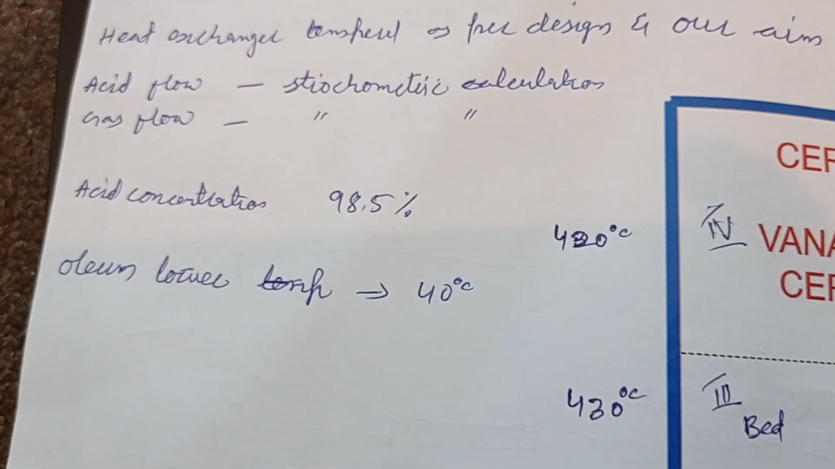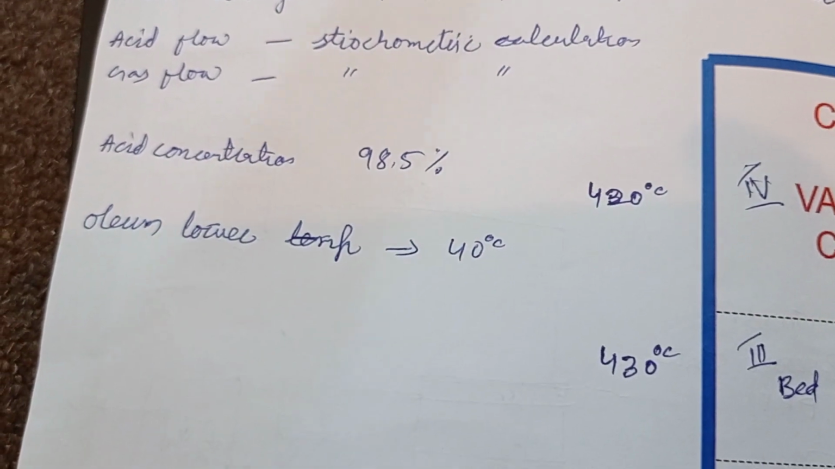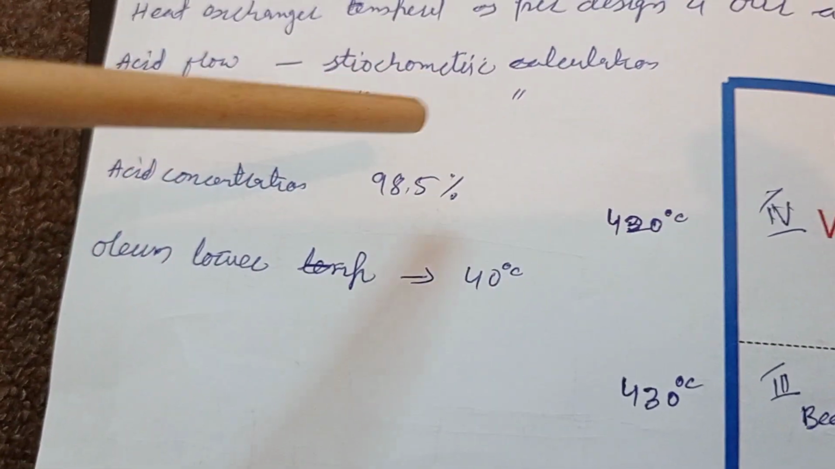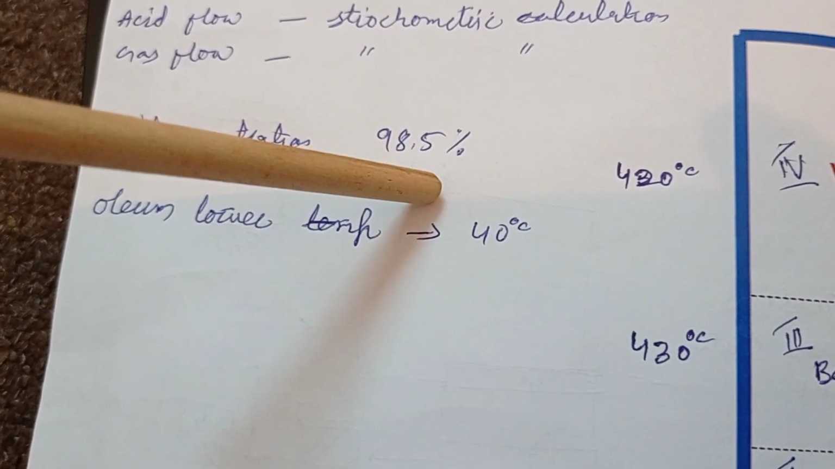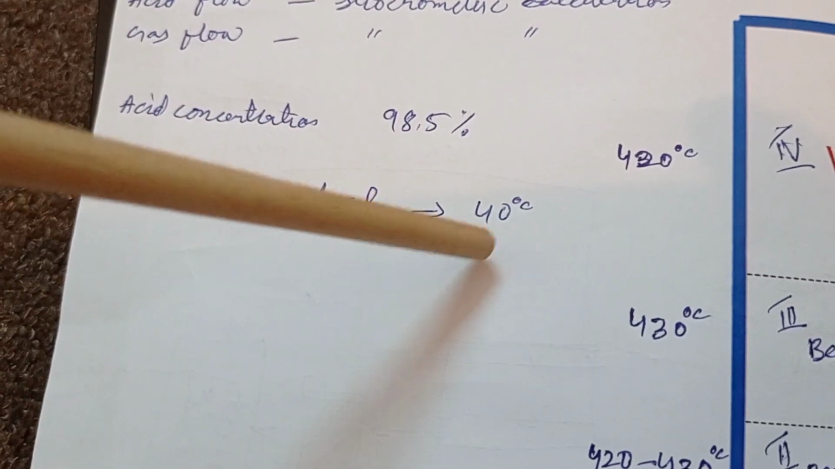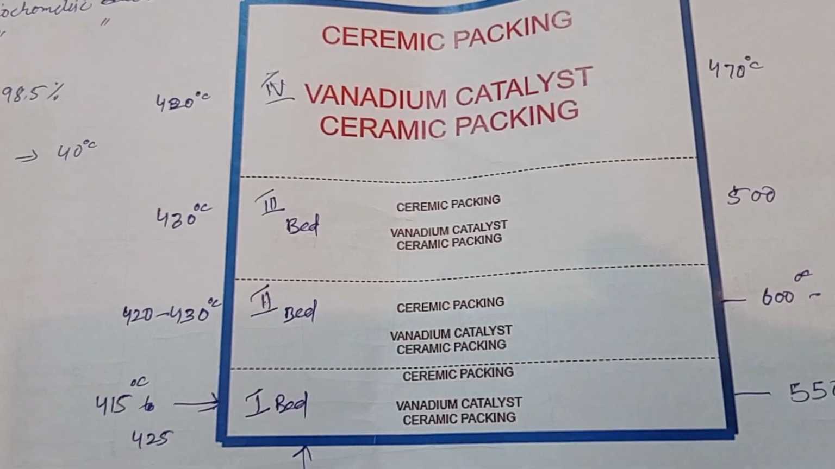If SO2 concentration is more, then acid concentration flow will be more. And we maintain acid concentration as 98.5 and oleum tower temperature we maintain as 42. Now let's go to the operating condition of the beds.